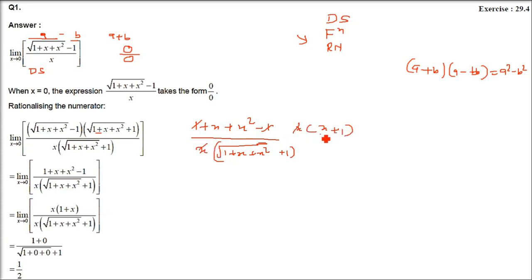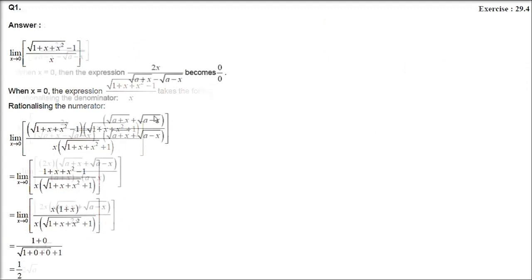Now you can apply the direct substitution. Put 0 here. So 0 plus 1 is 1. And under root 1 plus 0 plus 0, that is under root 1, which is 1. 1 plus 1 is 2. So after doing the rationalization, now you can put the values.